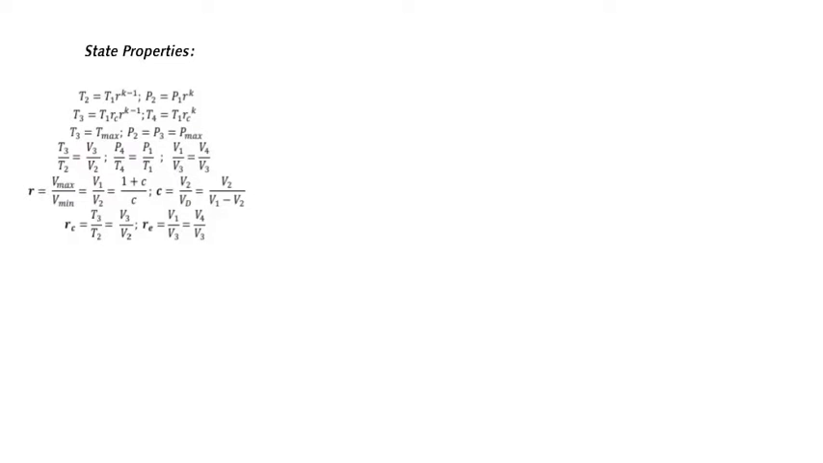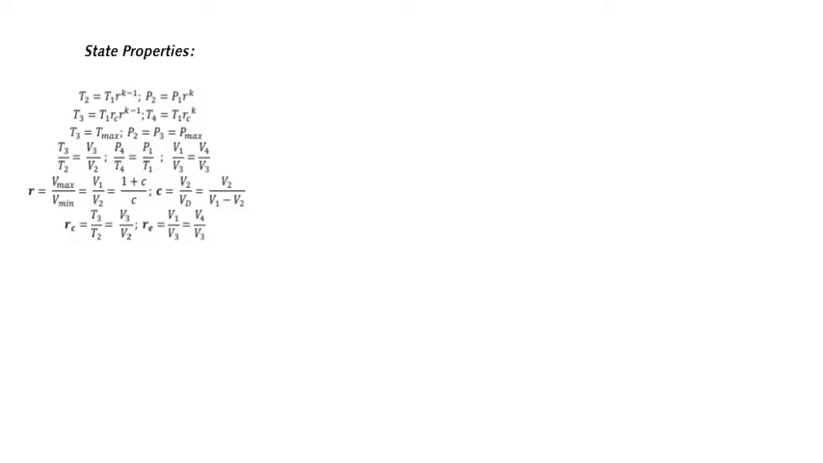For volume, we can use V1 over V3 is equal to V4 over V3, or if there is a given temperature we can use T3 over T2 is equal to V3 over V2. For us to find the r, or the compression ratio, the formula is max volume over minimum volume equals V1 over V2 equals 1 plus c over c.